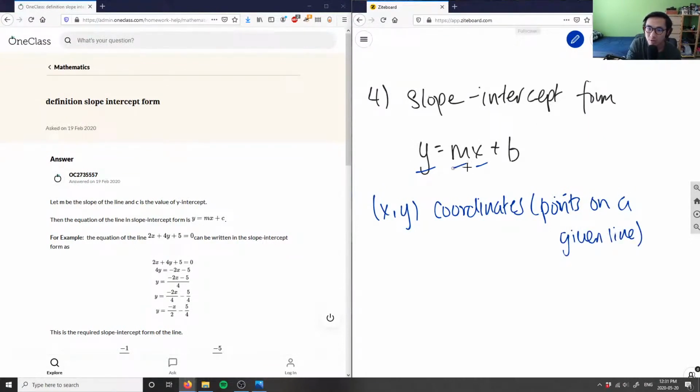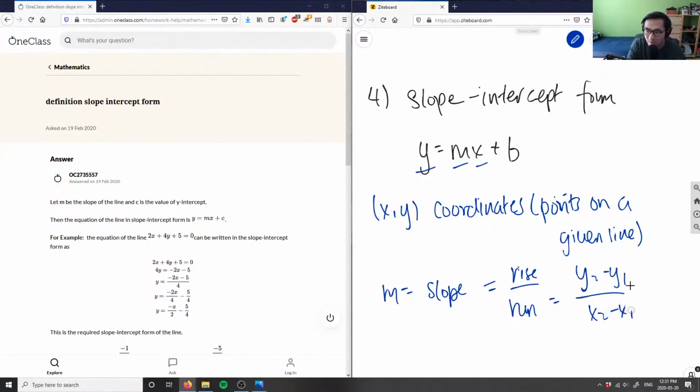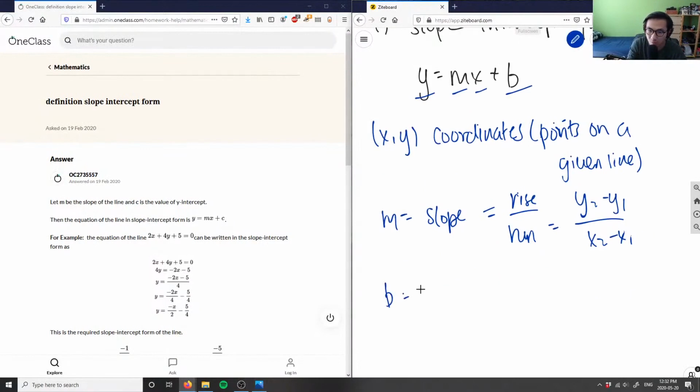We have here our m. So m would equal our slope. And we can calculate that using either rise over run, or you can calculate it given 2 points: y2 minus y1 over x2 minus x1. And then we have b here. B here is our y-intercept.